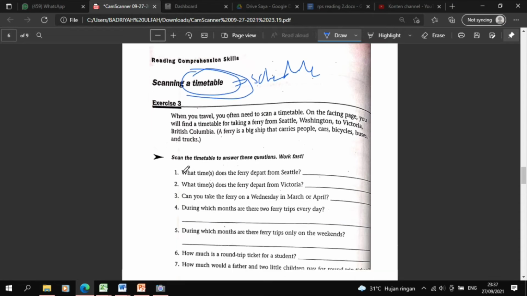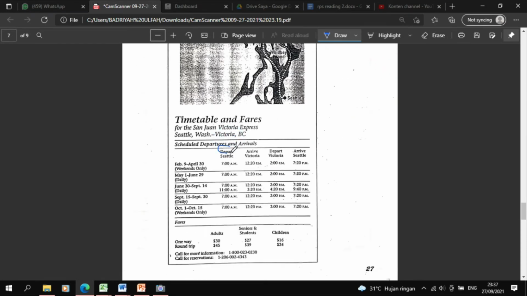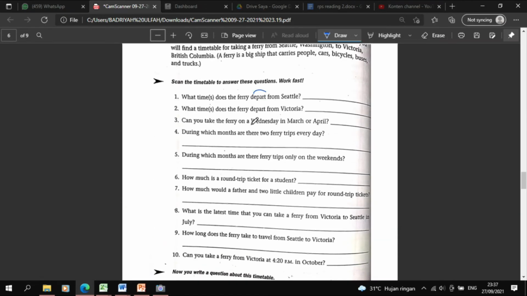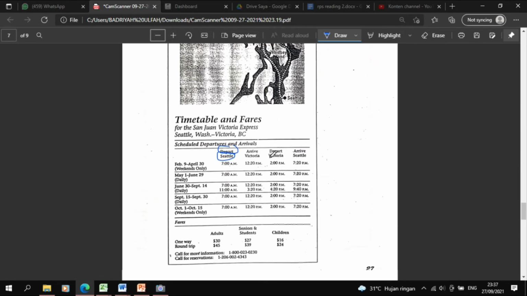Now, the question: what time does the ferry depart from Seattle? So, what time does the ferry depart from Seattle? See, okay, this is the part. See, Seattle. Now we see the ferry. Okay. Now see the question again. What time does the ferry depart from Seattle? Depart from Seattle. Okay, which one?